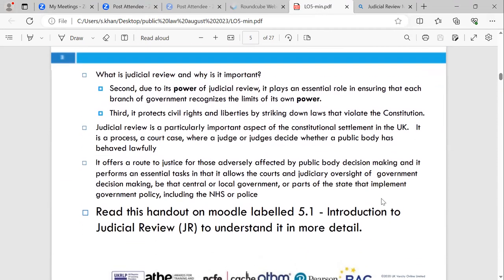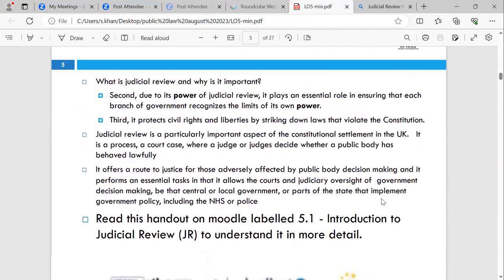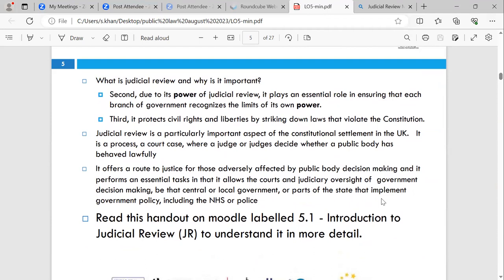What is judicial review and why is it important? Second, due to its powers, judicial review plays an important role in ensuring that each branch of government recognises the limits of its own power. Third, it protects civil rights and liberties by striking down laws that violate the Constitution. Judicial review is a particularly important aspect of the constitutional settlement in the UK.